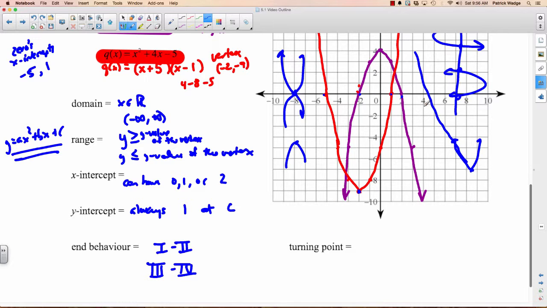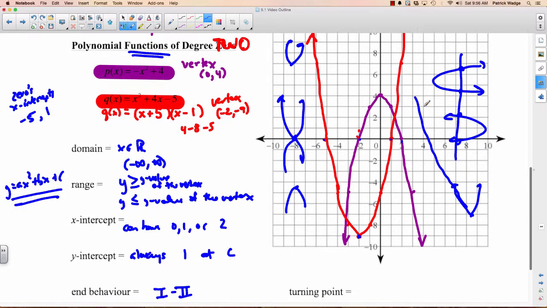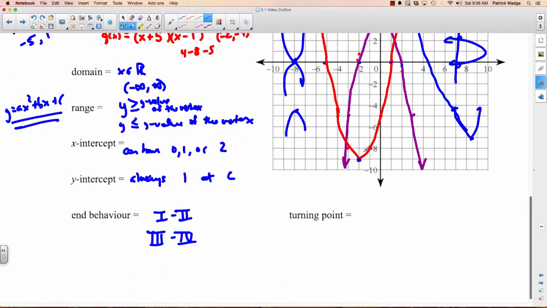Last thing, the turning point. So the turning point refers to where the parabola changes direction, right? If you look at the red one, it's coming down, down, down, down, down, down. Oh, there's the turning point right there. So the turning point's the vertex, and we have a name for the vertex in these cases. If it's down low here, it's called a minimum. So you get a minimum if the parabola is facing up like this, or if the a value is positive, and you get a maximum if the parabola is facing downwards like this, and that happens when the a value is negative.